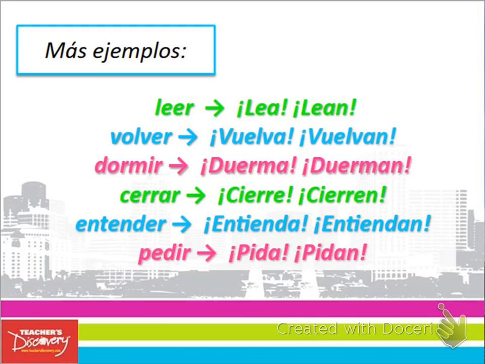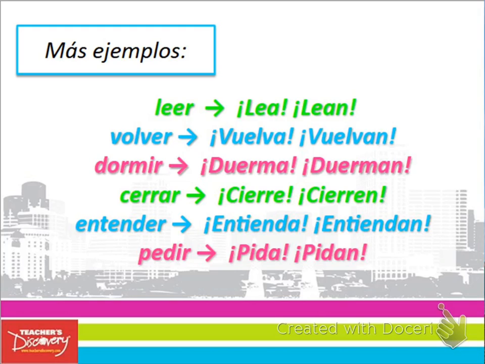So if I tell somebody lea, what am I telling them? Read. If I tell a bunch of people vuelvan, I'm telling them to come back. And if I'm telling a baby duerma, go to sleep.